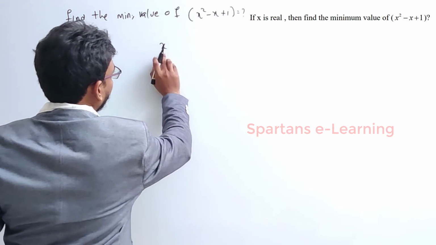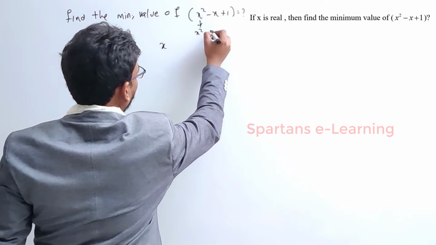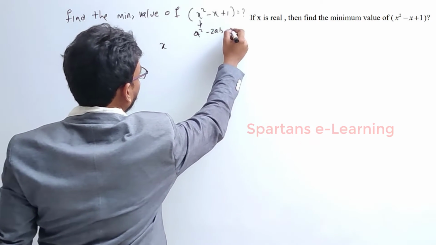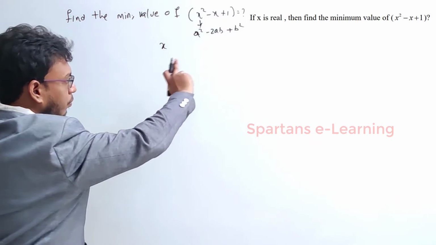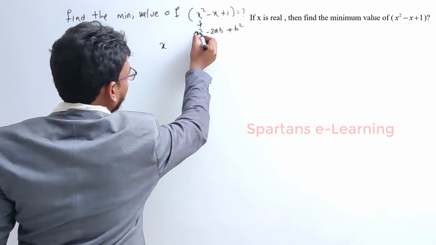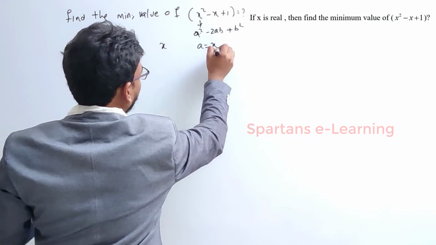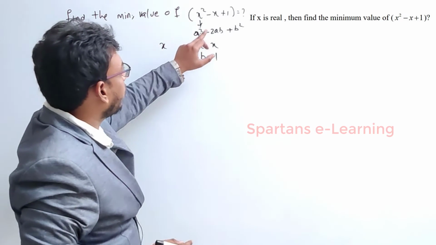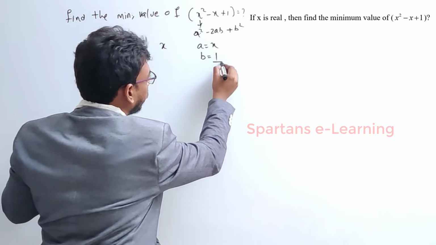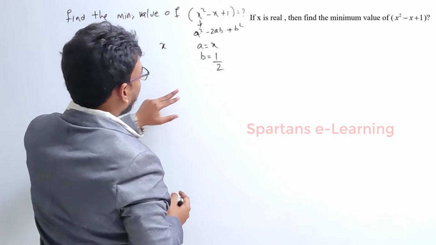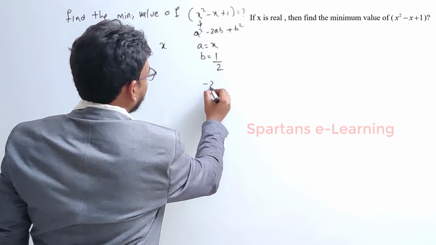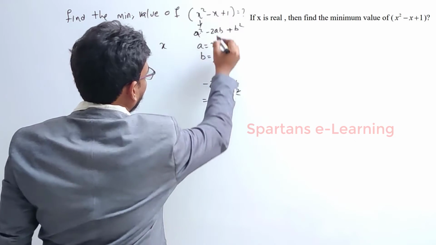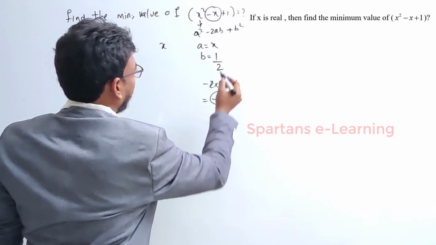How? Suppose if I say this is a square minus 2ab plus b square, of this form. You should be able to write in this form. Now a is fine, so from this you can say a is x. What about your b? Your b is 1, but then you should have 2ab, right? So you should have b is equal to 1 by 2. So if you put the values here, minus 2 into x into 1 by 2, this gives you minus x. That is what it is there here, right? Plus b square.